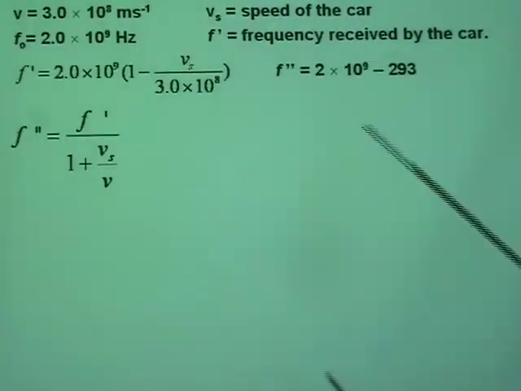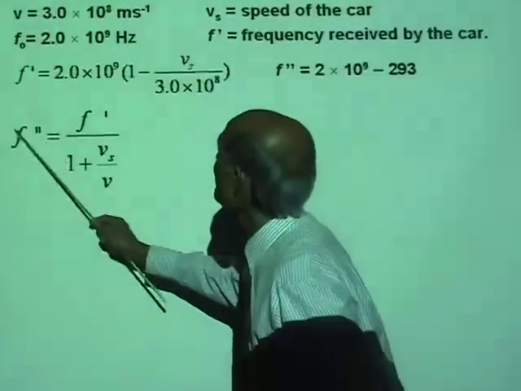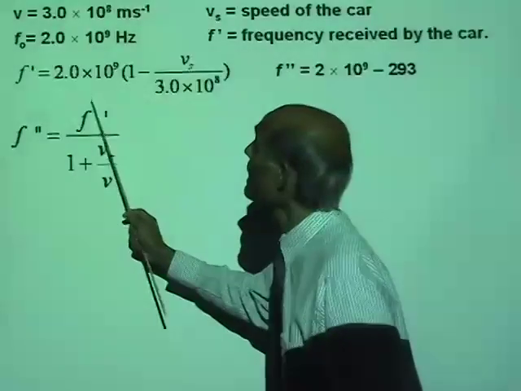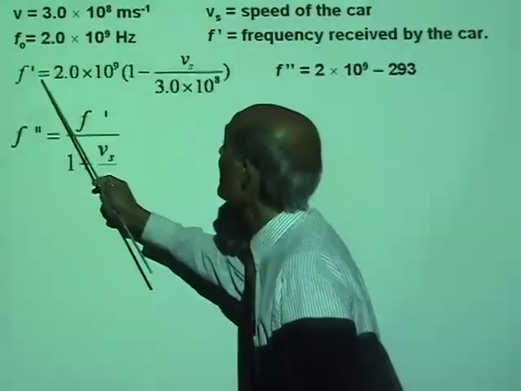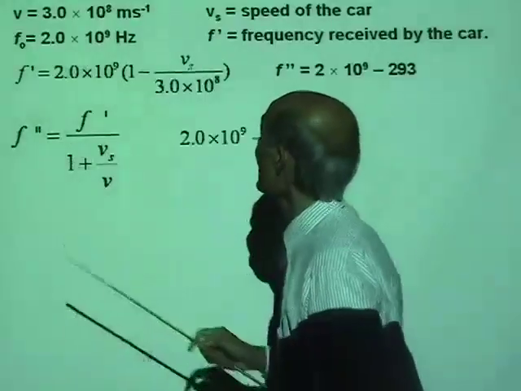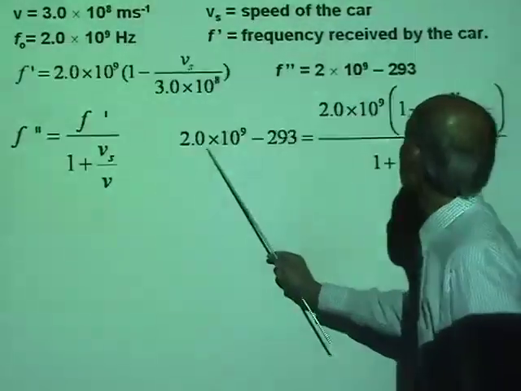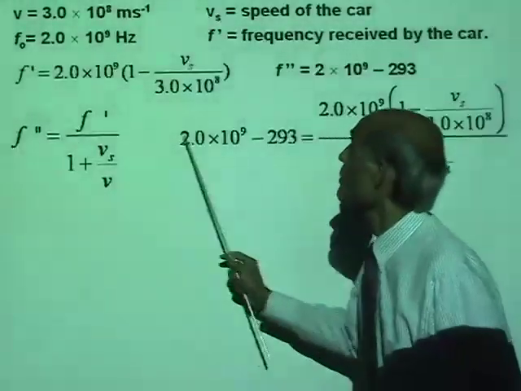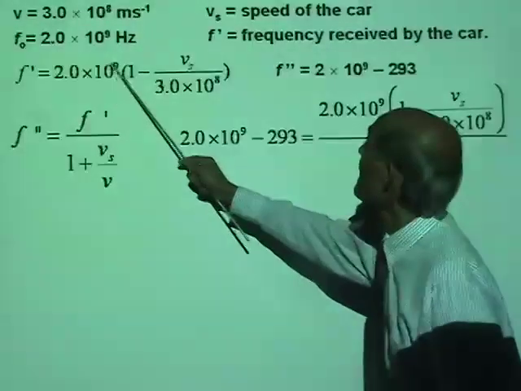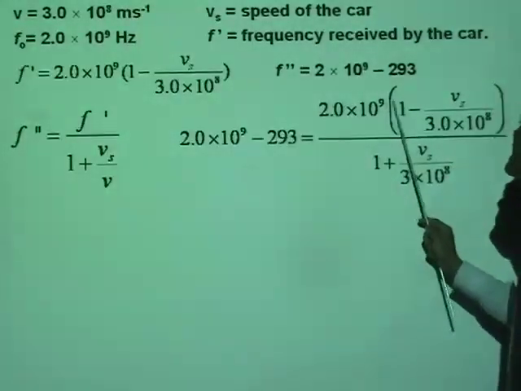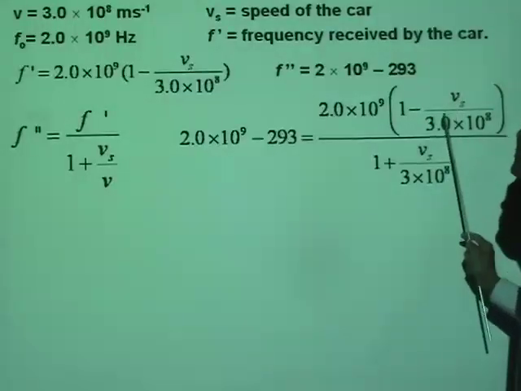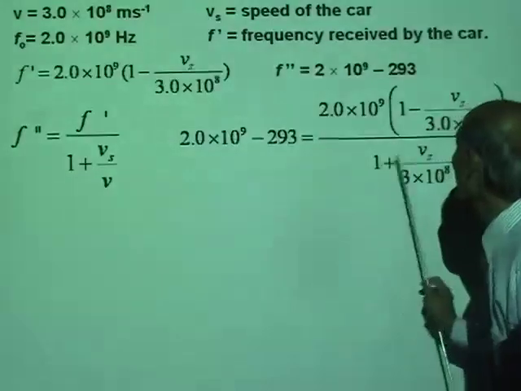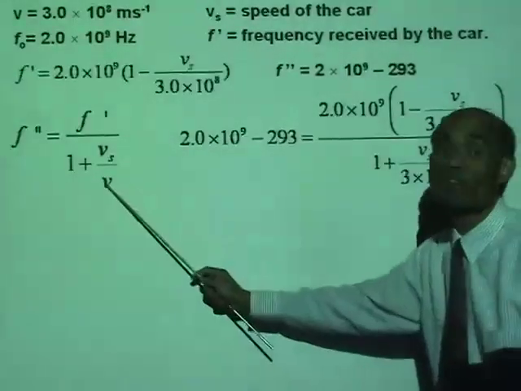Now, this F double prime will be replaced by this value, 2 times 10 to the 9 minus 293. And this F prime will be replaced by this quantity. Let's do that. So, 2 times 10 to the 9 minus 293 equal to, that is this quantity. F prime is replaced by this, 2 times 10 to the 9 times 1 minus Vs over 3 times 10 to the 8 all over 1 plus Vs divided by V.